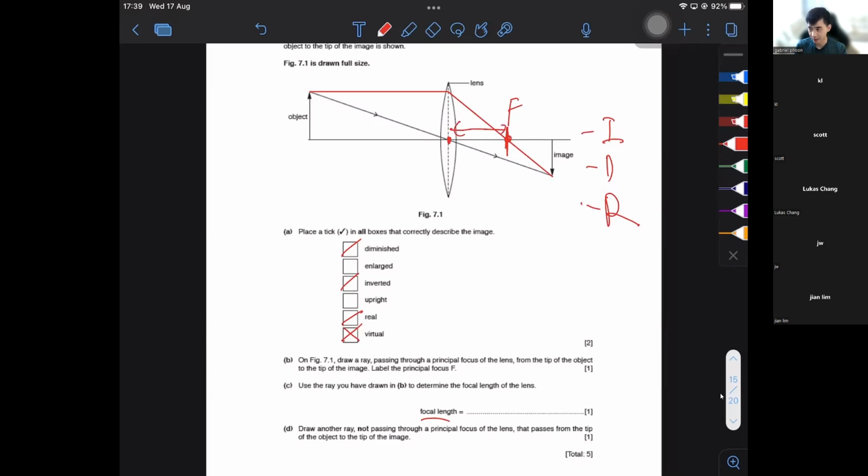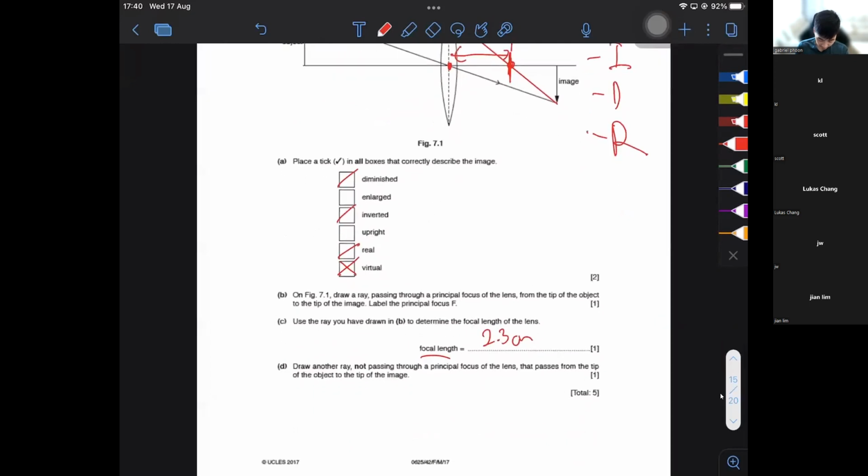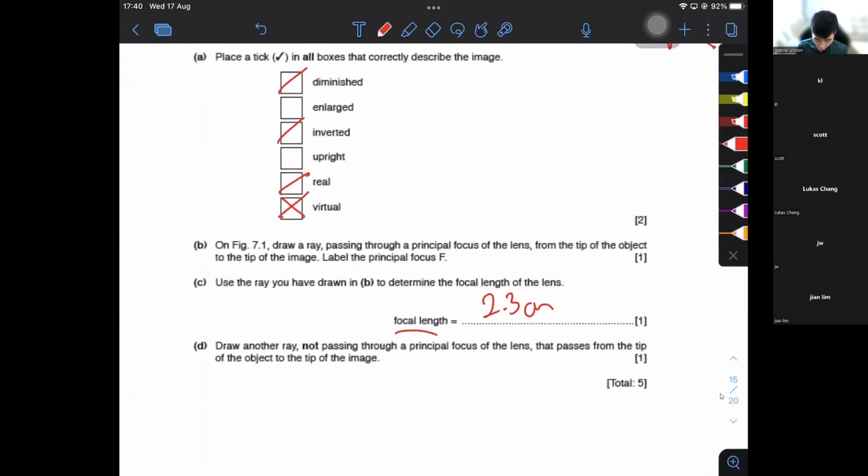So basically, it's not the same for sure. This is the lens, right? Is this here to here? No, right. Anyways, it's supposed to be focal point to optical center, right? So this one here, you measure yourself. I think if I remember correctly, it's somewhere around 2.3 cm or 2.5, I don't know. Measure yourself. Okay. Then finally, the last part here, they ask you to draw another ray, not passing through a principal focus of the lens, that passes through the tip of the image here, right?